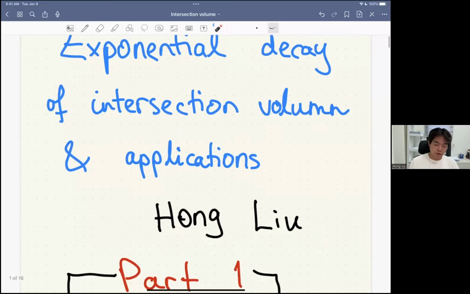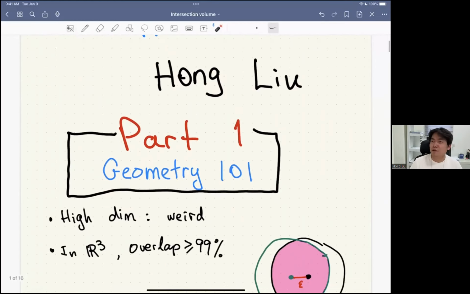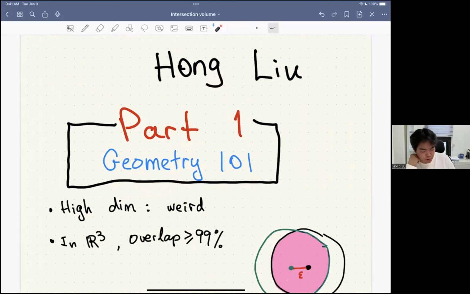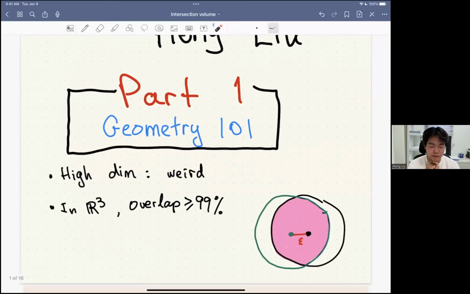So let's start with part one, which will be geometry 101, some basic facts about convex geometry. The point I want to stress here is that in high-dimensional Euclidean space, things tend to be unintuitive, not like the three-dimensional Euclidean space that we live in. So what do I mean by that?